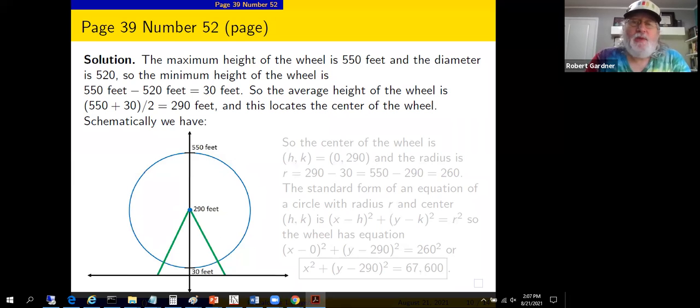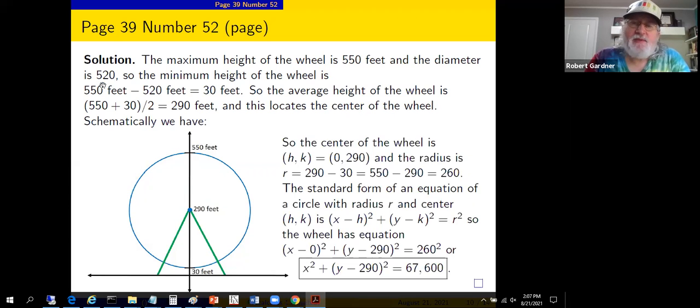Now they want an equation. Well, this would be a piece of cake. There's the center, (h, k): the x coordinate is 0, the y coordinate is 290, so h is 0, k is 290. We know the diameter, so from that we can find the radius, and then we're in business. The center of the wheel is (0, 290), measured in feet. For the radius, we can measure the distance from here to here: 550 minus 290. That's 260. Also, you could take the diameter, 520, and divide that by 2, and you're still going to get 260. Distance is measured in feet. So no matter how you slice it, the radius is 260, and we've got three different ways to find it.